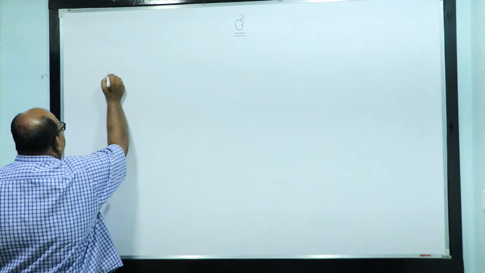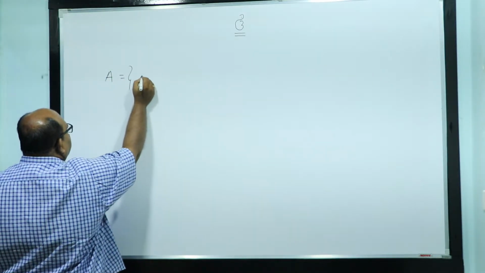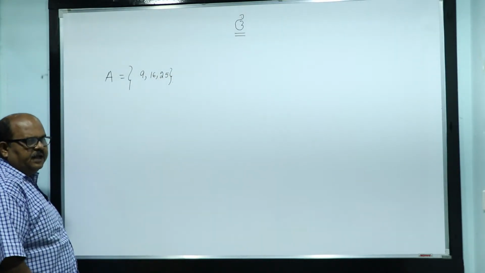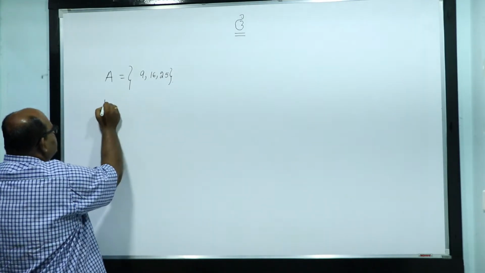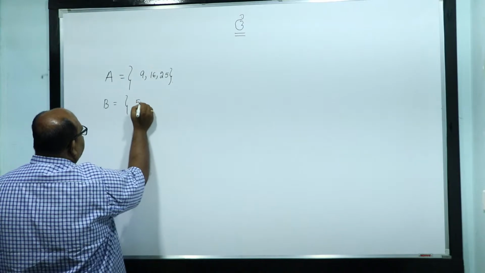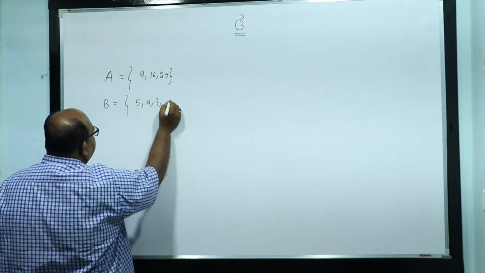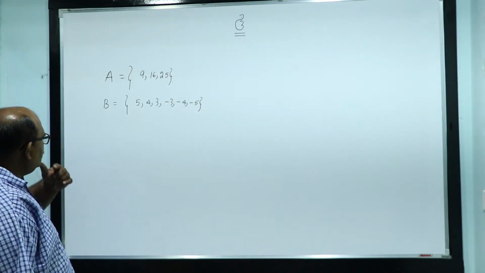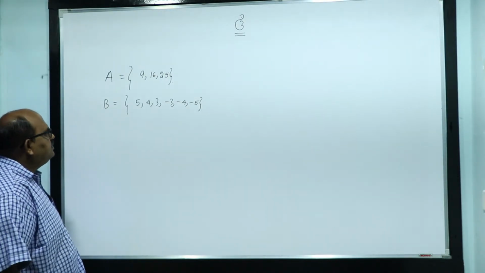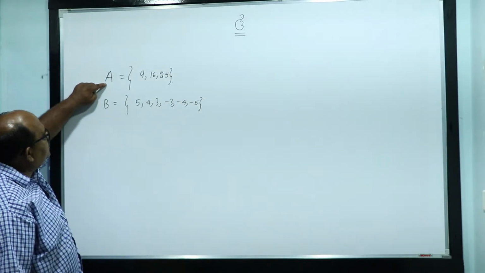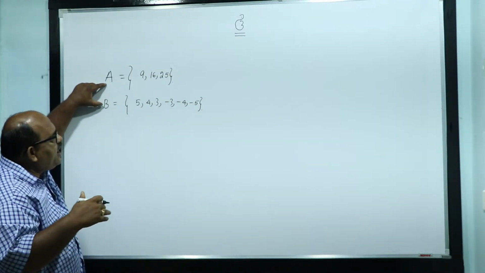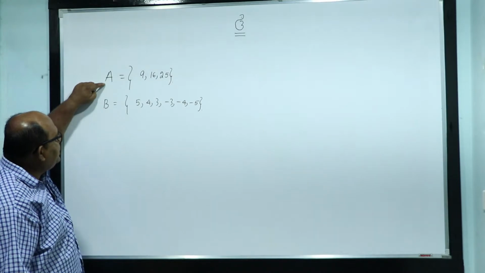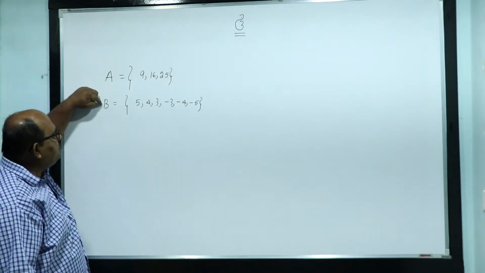Look at the example. Set A is equal to {9, 16, 25}. Set B is equal to {5, 4, 3, -3, -4, -5}. Let us think about a relation in which elements of A are squares of the elements of B. The relation is given by: elements of A are squares of elements of B.